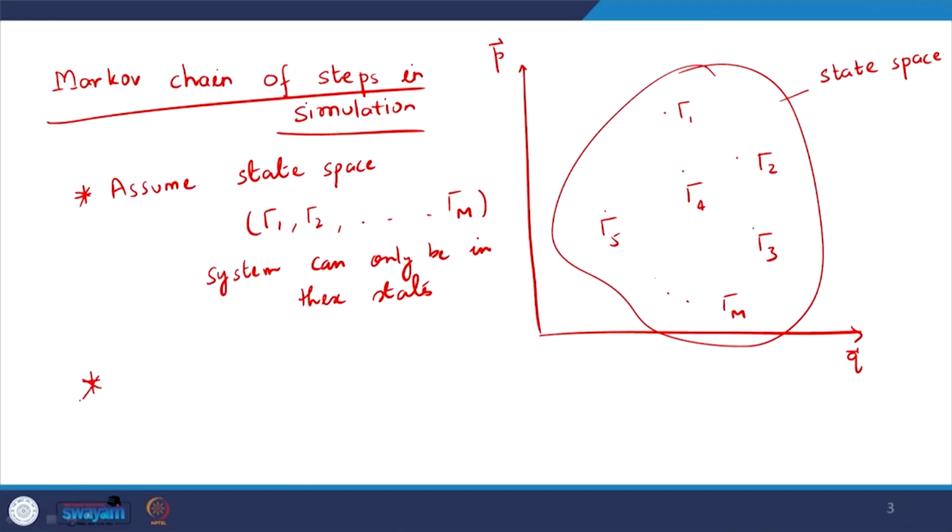Now, the next thing we assume is that one can transition from one state to another in one Monte Carlo step.